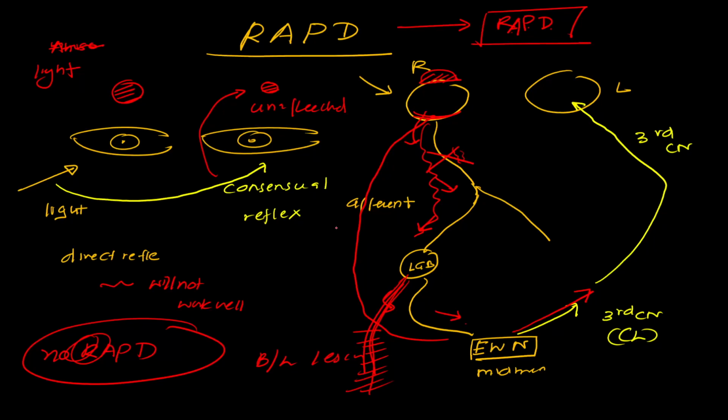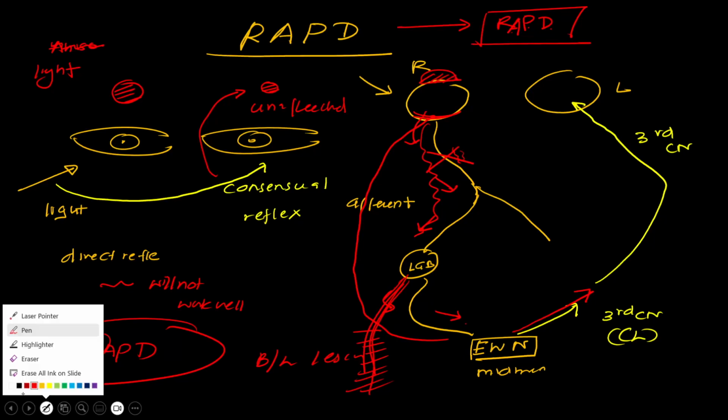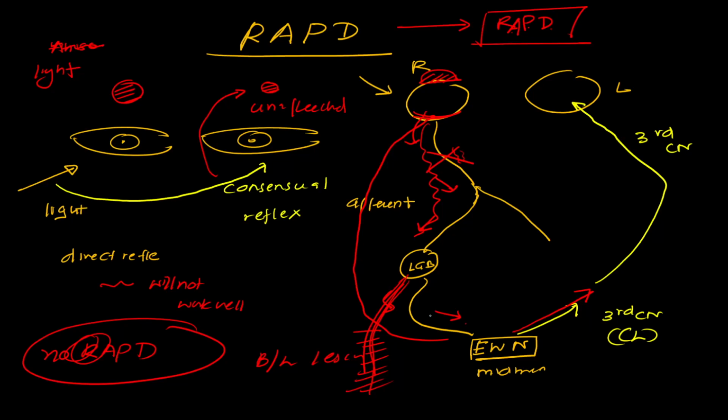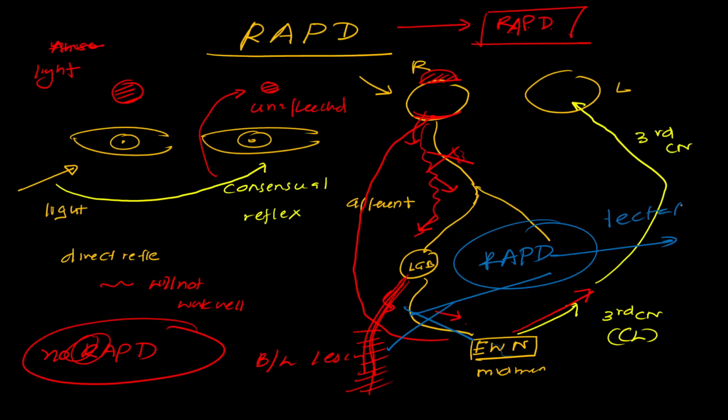Or else, there are other problems. Now let's assume that there is a lesion in the tectal pathway, the nerve fibers that are carrying information to the Edinger-Westphal nucleus. Therefore, in this case, you would see a RAPD. But since the optic radiation is not affected, the patient will not report any visual loss as such. So this is called a tectal RAPD. Are we clear?